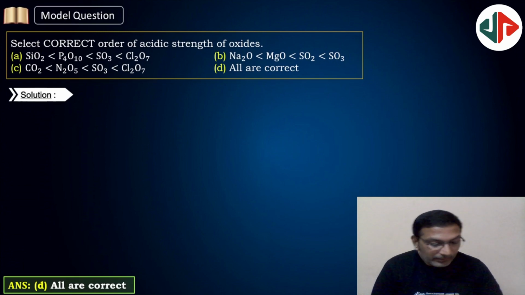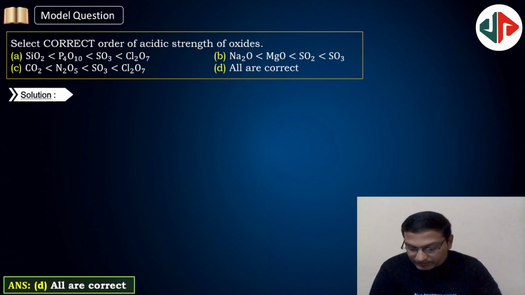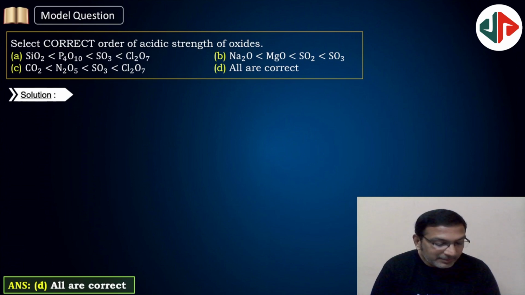Next question. Select the correct order of acidic strength of oxides. Here first option: SiO2, silica, P4O10, phosphorus pentoxide or tetraphosphorus decaoxide, sulfur trioxide, chlorine heptoxide. Next, second option: sodium oxide, magnesium oxide, sulfur dioxide, sulfur trioxide. Next, C: CO2, carbon dioxide, dinitrogen pentoxide, sulfur trioxide, chlorine heptoxide.